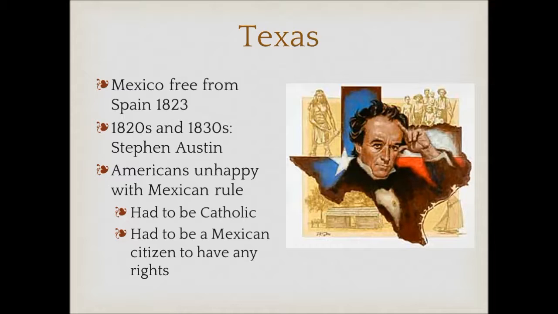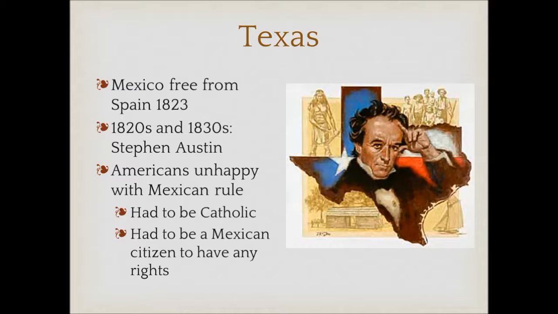So it benefited everybody. But of course, the Mexicans are not going to allow Americans to just be there with no kind of rules whatsoever. It is Mexico, it's Mexican territory. So the Americans didn't like the way that the Mexicans were running the area.